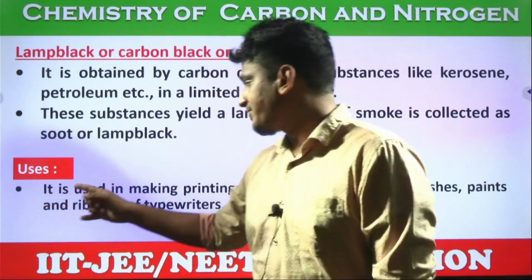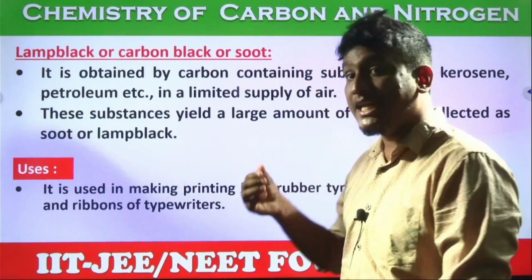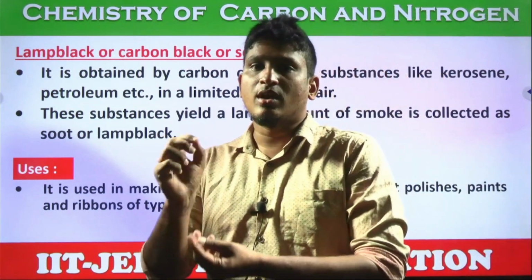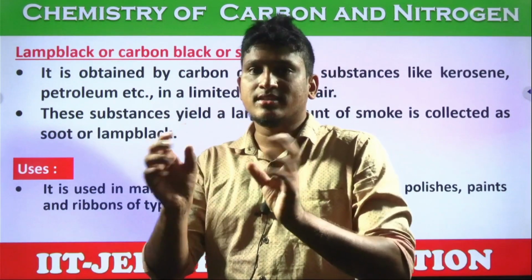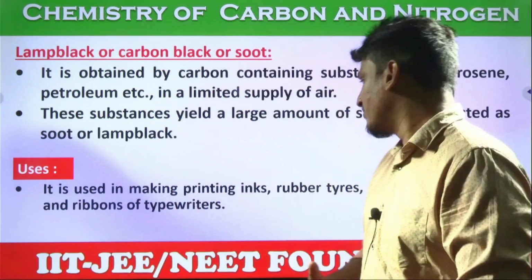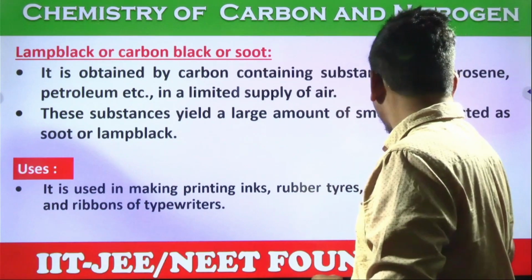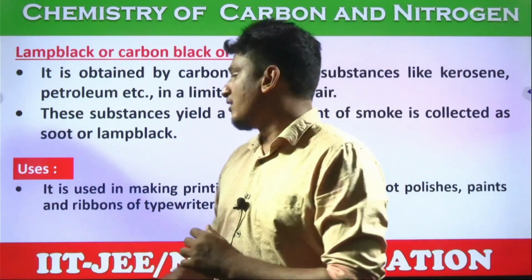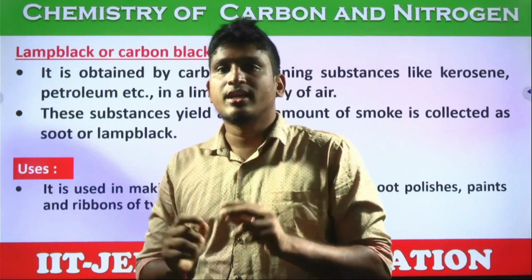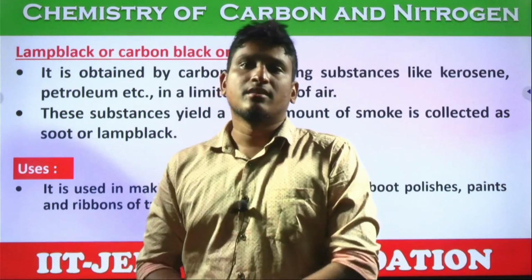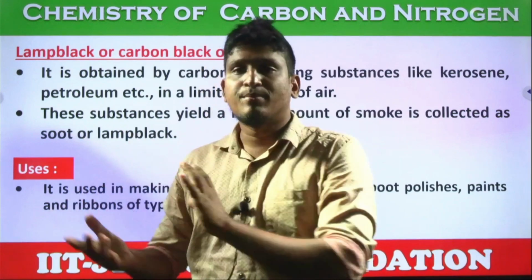So what are the uses? It is used in making printing inks. Yes or no? The ink. How do we get that black color? Have you seen the Xerox? Even the Xeroxes, they use this black powder. Mostly that is lamp black only. Rubber tires, boot polishes, paints and ribbons of typewriters, everything, wherever they need the black kind of material, there this lamp black is in use.